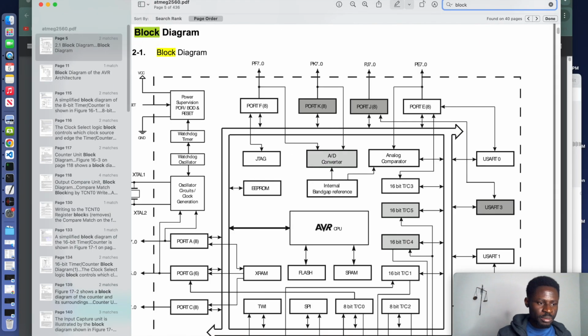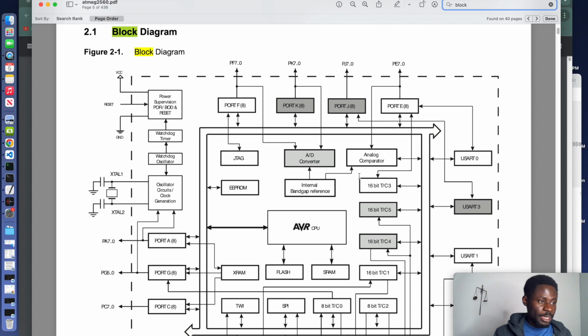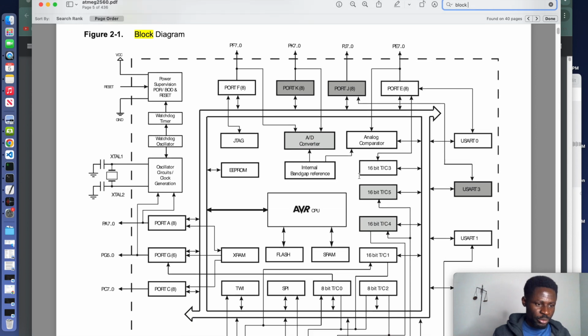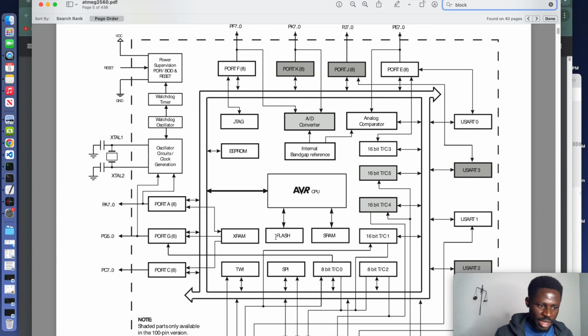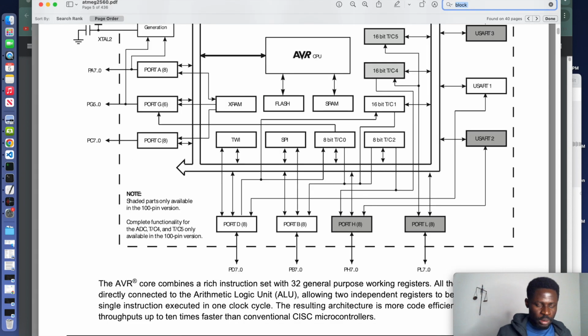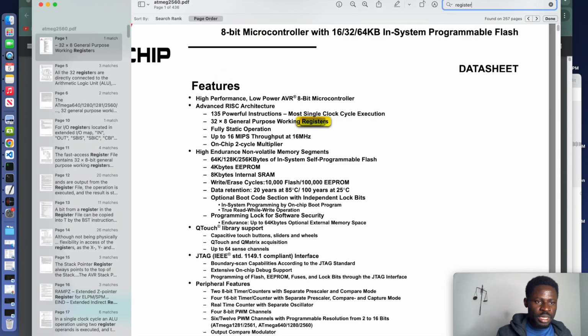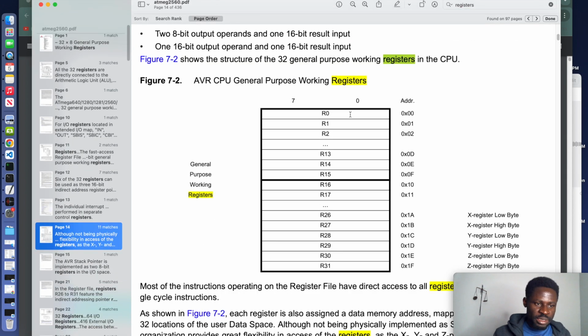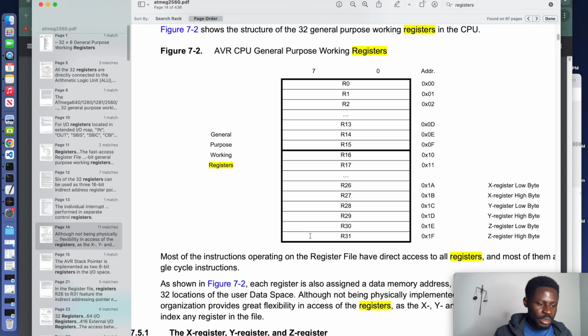Block diagram. This is the inside of the Atmega 2560 microcontroller unit, mostly called the Arduino Atmega. Alright, so at the center is the CPU. Now right here we have flash, we have RAM here, different types of RAM. Let us check on the registers and see how the registers are laid out here. So register 0 up to 31. Each register has a definite purpose.